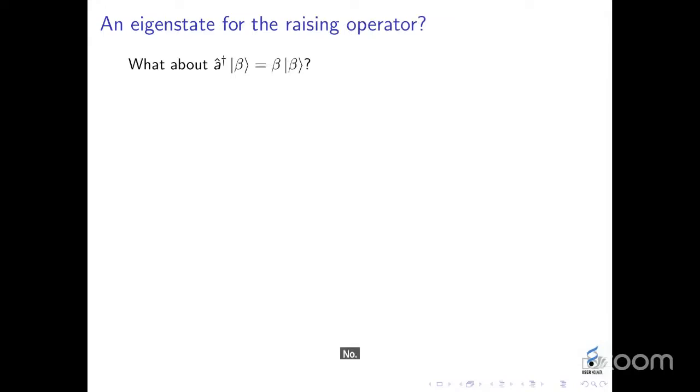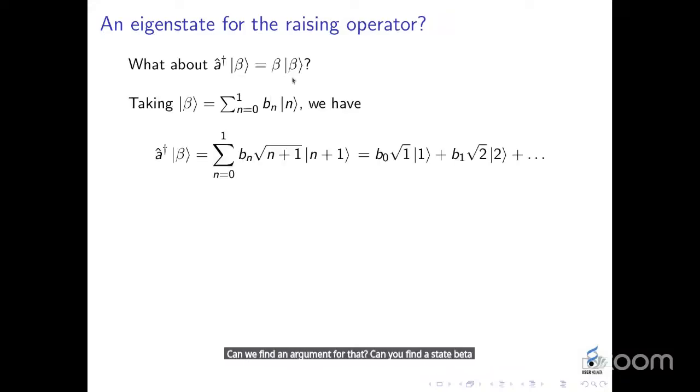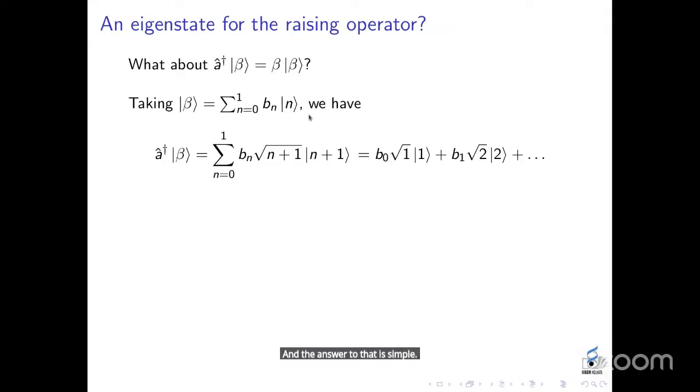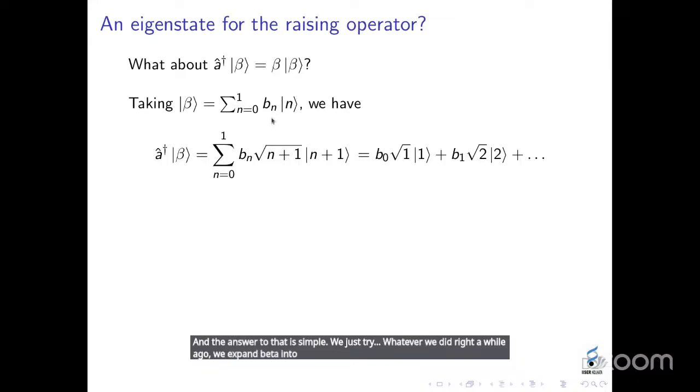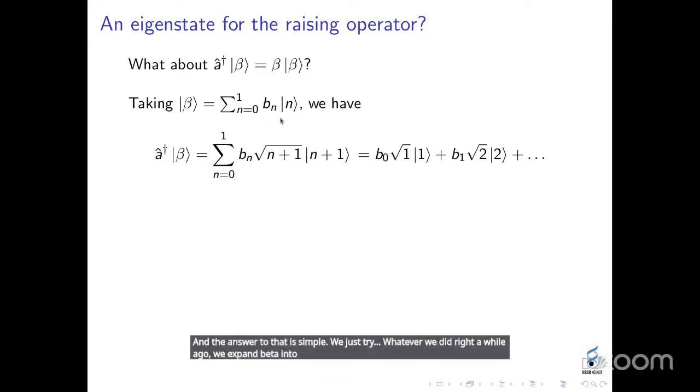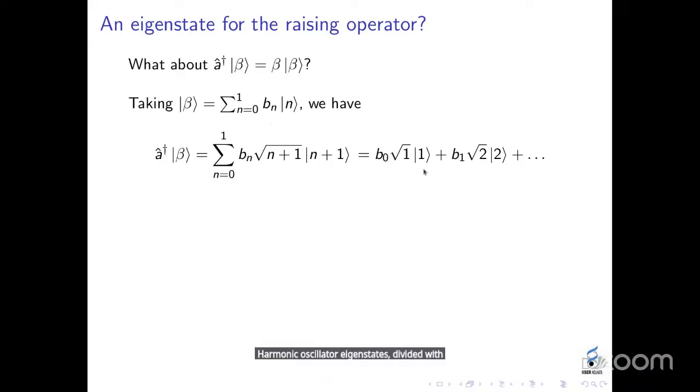Now, a natural question would be, what about the raising operator? Can we find an eigenstate for that? Can we find a state beta such that A dagger acting on ket beta is beta, the number, times ket beta? And the answer to that is simple. We just try whatever we did a while ago. We expand beta into harmonic oscillator eigenstates. A dagger acting on ket 0 gives you ket 1, A dagger acting on ket 1 gives you root 2 times ket 2, and so on. But we don't really need to go any further.